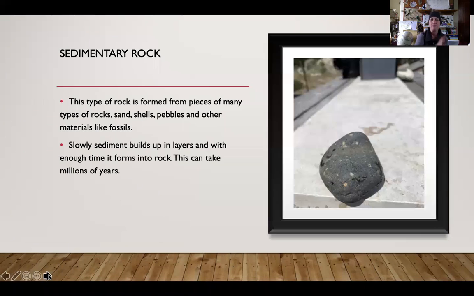Now the next type of rock is sedimentary rock. This type of rock is formed by the pieces of many other types of rocks, sand, shells, pebbles, and even fossils. So slowly, let's say at the bottom of a lake, sediment builds up. There's rocks, there's pebbles, something dies, that's going to be your fossil. And they all build up. The weight of all the water and time, lots of time, can cause all of that sediment to adhere together and become a rock. So you can see all sorts of little inclusions, different things inside of this rock sample. And I think that's a pretty good picture of a sedimentary rock.